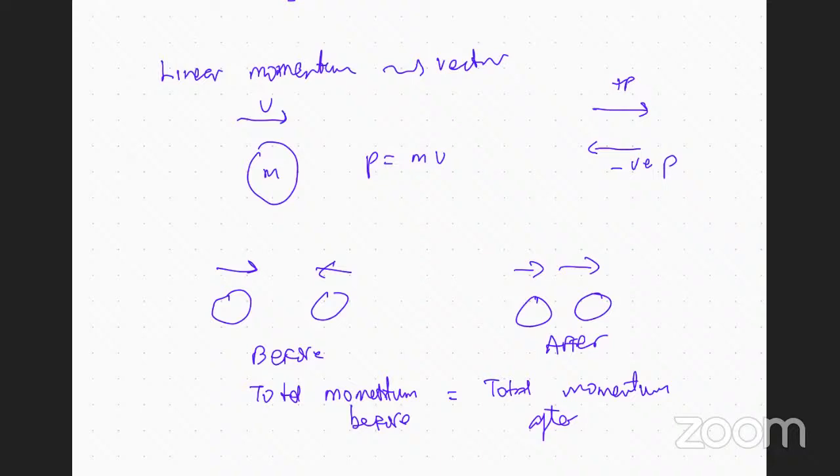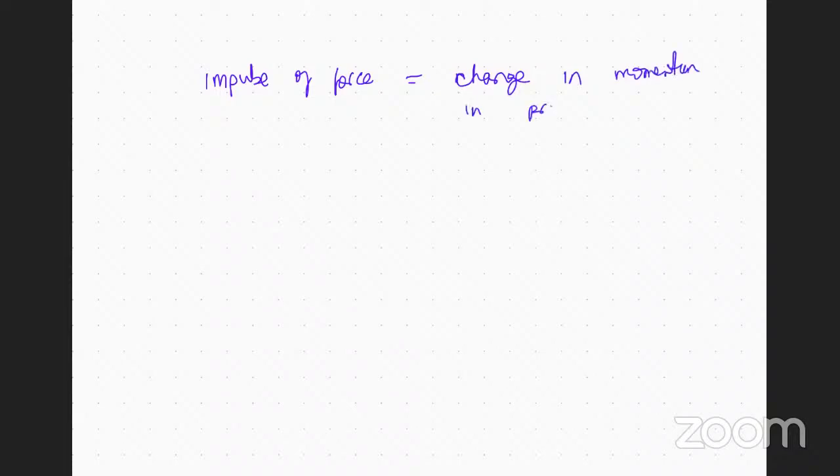The only thing new that you need to know, for those who are not doing CAPE physics, is a quantity called impulse. The impulse of a force is equal to the change in momentum it produces. So it's like saying mv minus mu. That's the change in momentum, and that's the impulse. So it's mv minus mu.